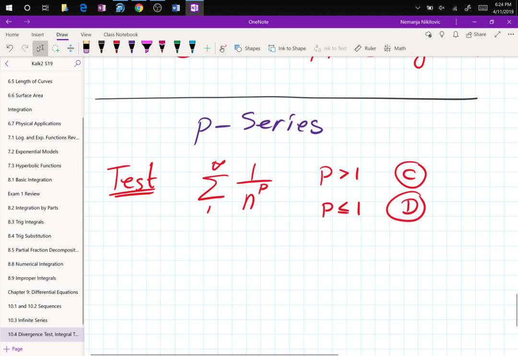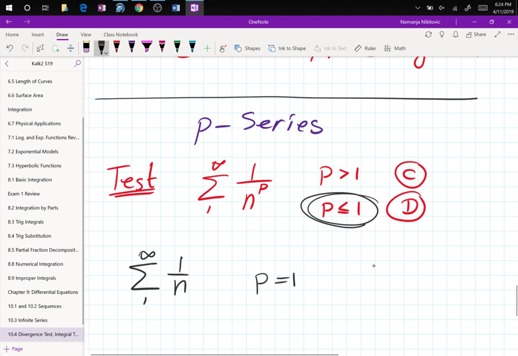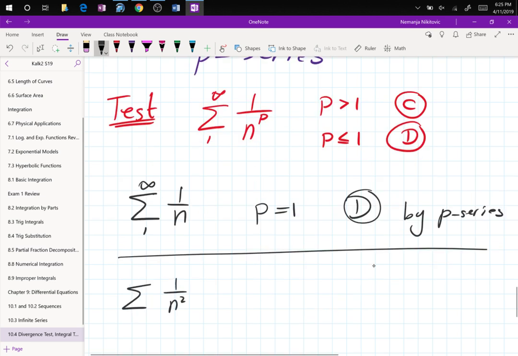Let's do 2 examples. Summation 1 to infinity of 1 over n. Remember how we did the integral for the entire page? Well, what's p for this one? 1. And what do we know if p is equal to 1? Diverges. Great. 1 over n squared. That's our second integral test we did. What's p? 2. And that is greater than 1, so by the test above, converges by p series. I know, it's the same like geometric.